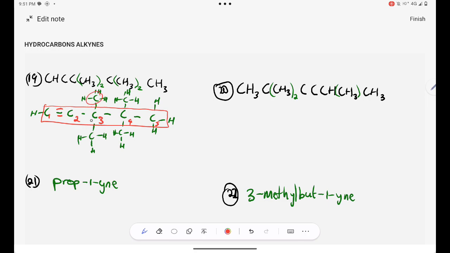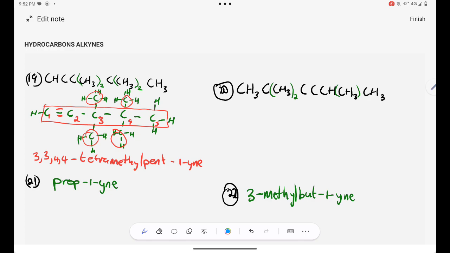At carbon number 3 and 4, I have additions. At carbon number 3, I have 2 of them, as well as carbon number 4, I have 2 of them. So since I have 4 of the same thing, the prefix of these additions would be tetra. Tetra means 4, right? Tetramethyl. The parent chain has 5 carbons. That's pent 1 ine.